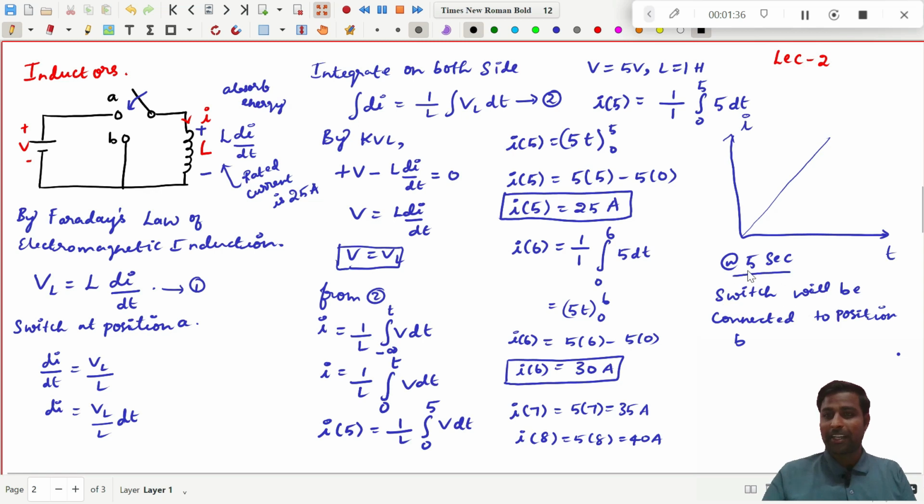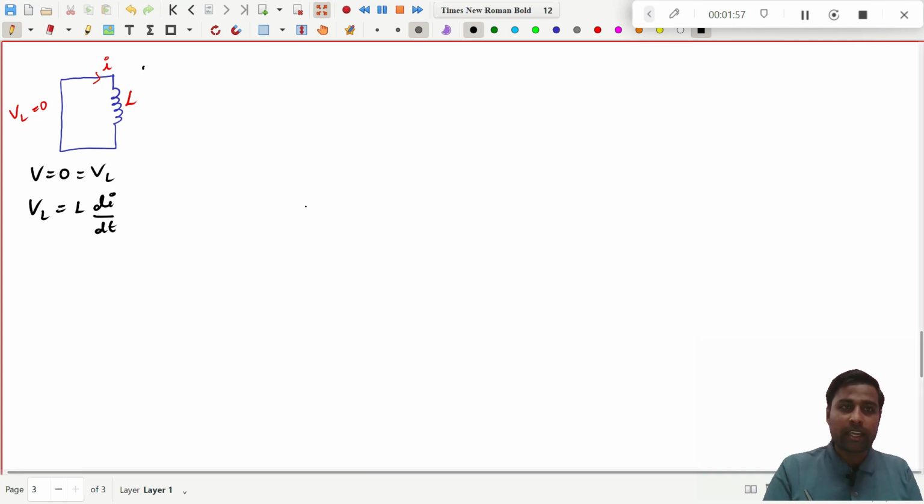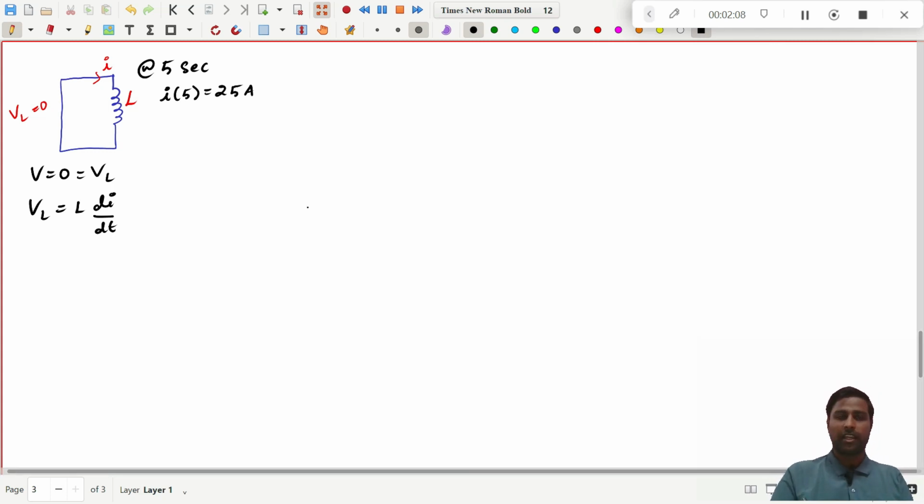All these things are happening when, you have to understand it clearly, exactly at 5 seconds, I'm just switching the position of the switch to position B, right? And what is the current flowing at that time? At that time, the current flowing through the inductor is 25 amperes. That is also you have to understand very clearly, right? So I will write here, at 5 seconds I am doing these things. At 5 seconds, the inductor current is 25 amperes.